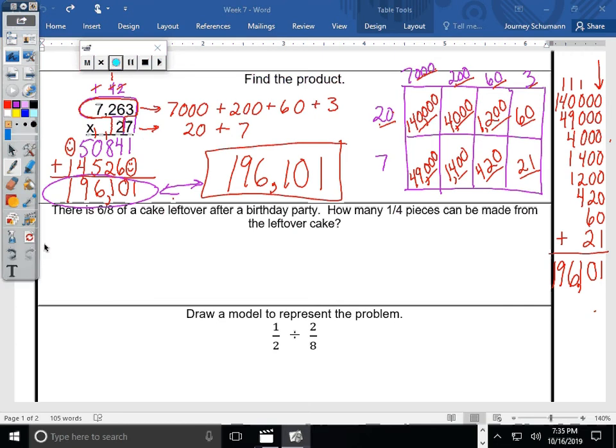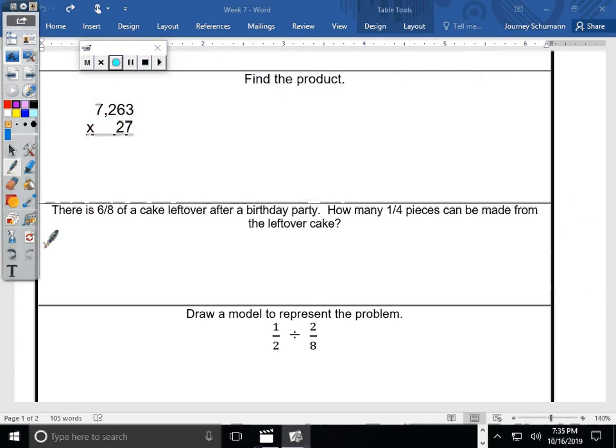Moving along, we're going to take a look at the third problem here. This one involves a fraction, and it's a word problem. And I do want you to remember that if they give you words, you should give them words back. So here it says there are 6/8 of a cake left over after a birthday party. How many 1/4 pieces can be made from the leftover cake?